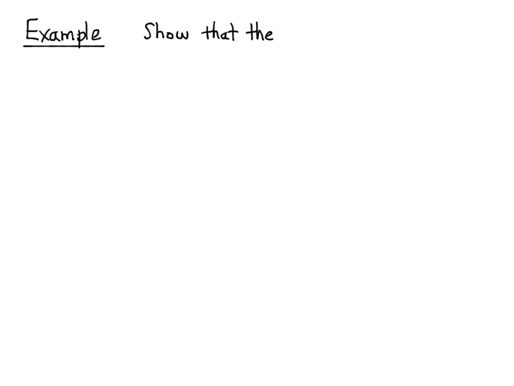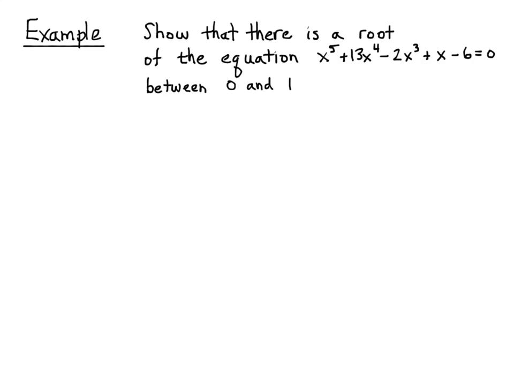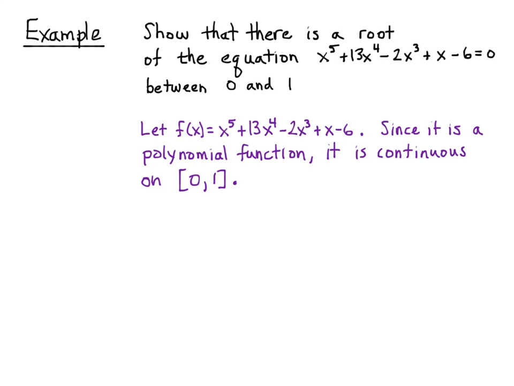Okay, so here's an example. Show that there's a root of this equation between 0 and 1. So in other words, there's some value between 0 and 1 that makes this equation true. I'm not asking you to find it, I'm just asking you to prove that one exists. So I'm going to say, let my function be that polynomial. It's a polynomial, so it's continuous from 0 to 1. That means I'm setting up my proper use of the intermediate value theorem.